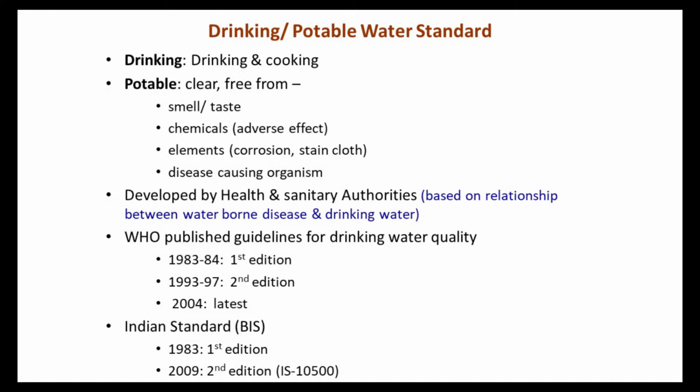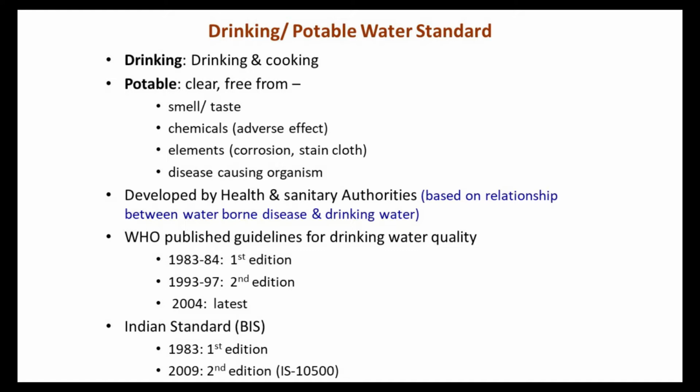As we have discussed, a number of standards have been developed. One standard has been developed by the health and sanitary authorities based on the relationship between waterborne diseases and drinking water. The World Health Organization has published guidelines for drinking water quality. The first edition was published in 1983-1984. The second edition came in 1993-97, followed by another edition in 2004.